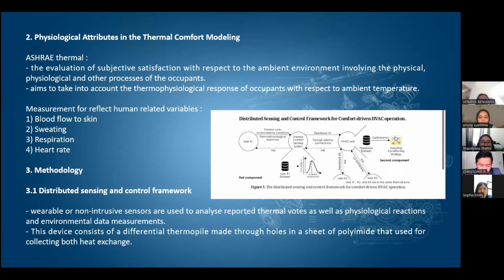Next is point about heat flux sensing. Heat flux sensor generate electrical voltage signal proportional to the heat exchange rate to the surface of the transducer. This device consists of a different thermopile metal in a sheet of polyimide that used for collecting both heat exchange from skin as well as skin temperature.